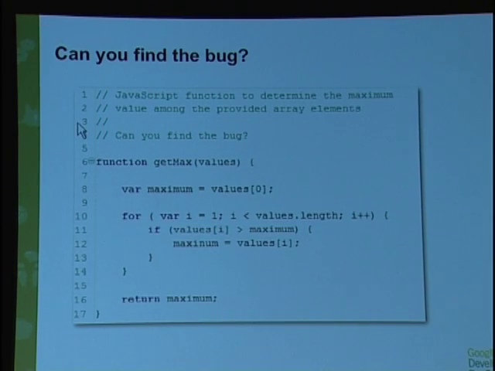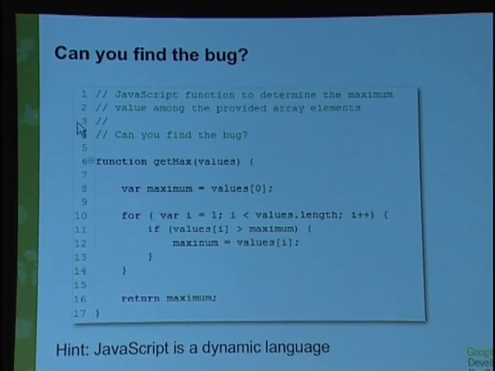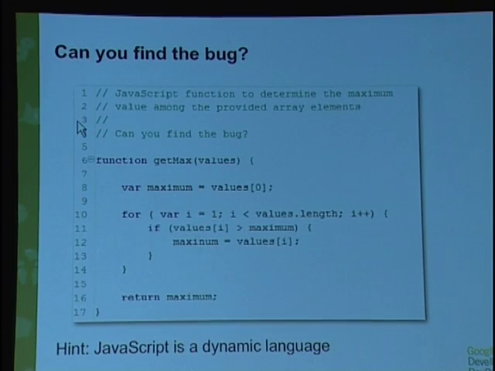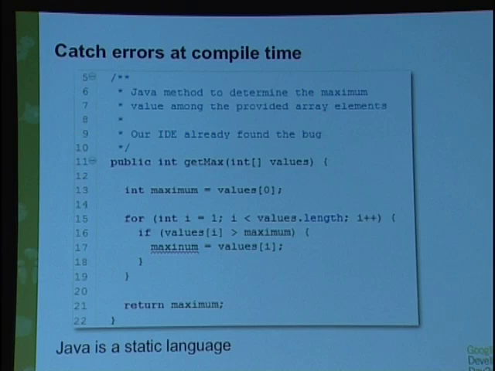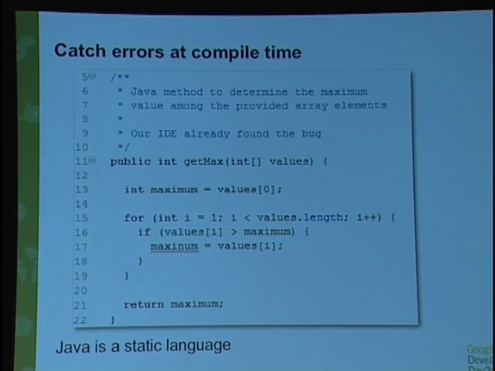But it turns out there's a bug here. And the hint is that JavaScript is a dynamic language. And I'll show you the same code. If you haven't found the bug yet, I'll show you the same code in Java in the IDE. And without compiling it, the IDE has already told us where the bug is. I've misspelled the variable maximum. There's a little n instead of an m.